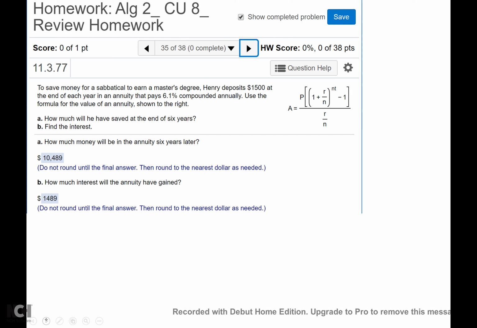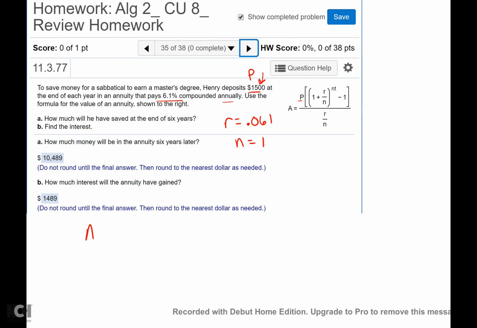So we are trying to save money, and we're in an annuity, so that's the one with the payments. He's making payments of $1,500, so that's your P. At the end of each year, an annuity that pays 6.1% interest, so R is going to be 0.061. It's compounded annually, so N is going to be 1, which makes things nice. So how much will he have saved at the end of 6 years?